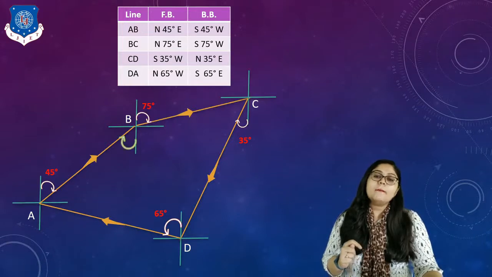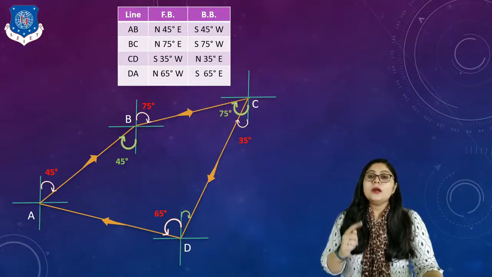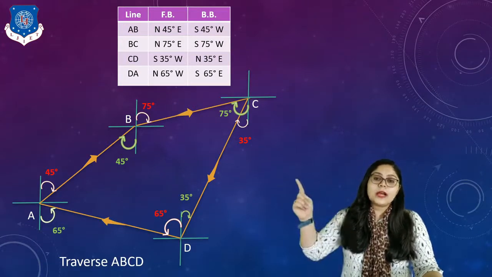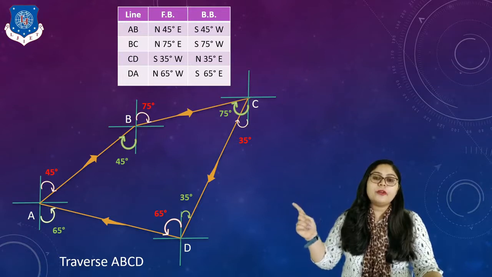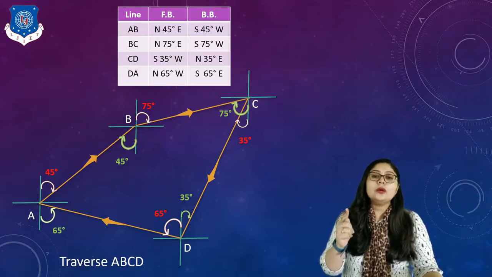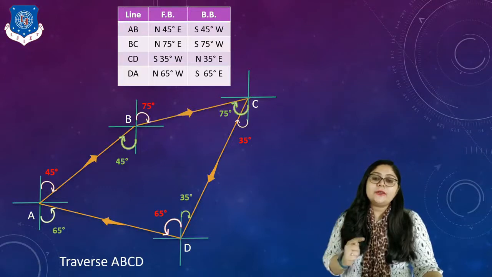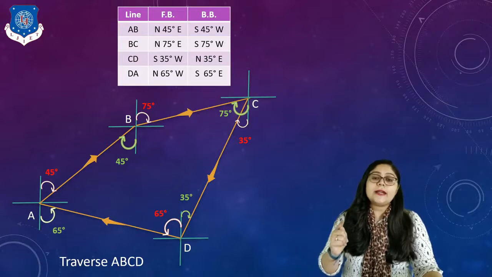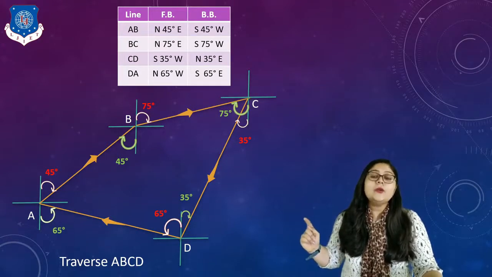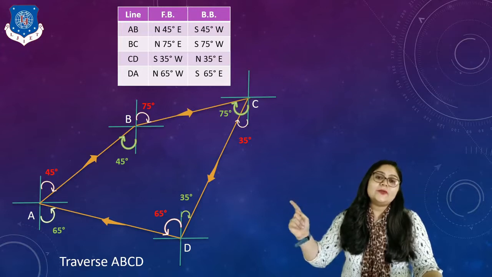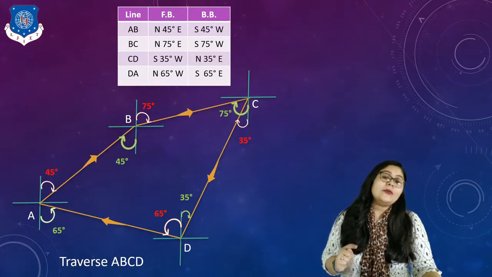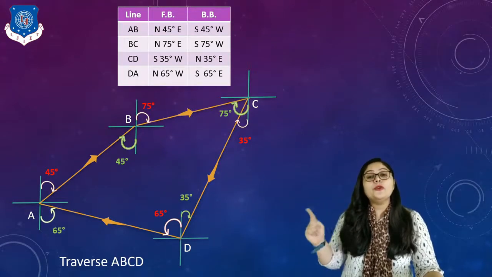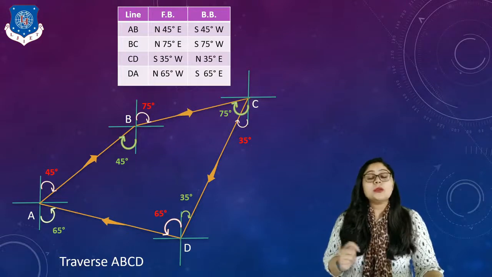Now we plot the back bearing values. From the given quadrant, for line AB, we go from the south to the west at 45 degree. For line BC, we go south to the west at 75 degree. For line CD, we go from north to east at 35 degree. And for line DA, we go south to east at 65 degree, as shown in this figure. Now you can see this is the traverse ABCD completed by putting all the values of forebearing and back bearing, right?